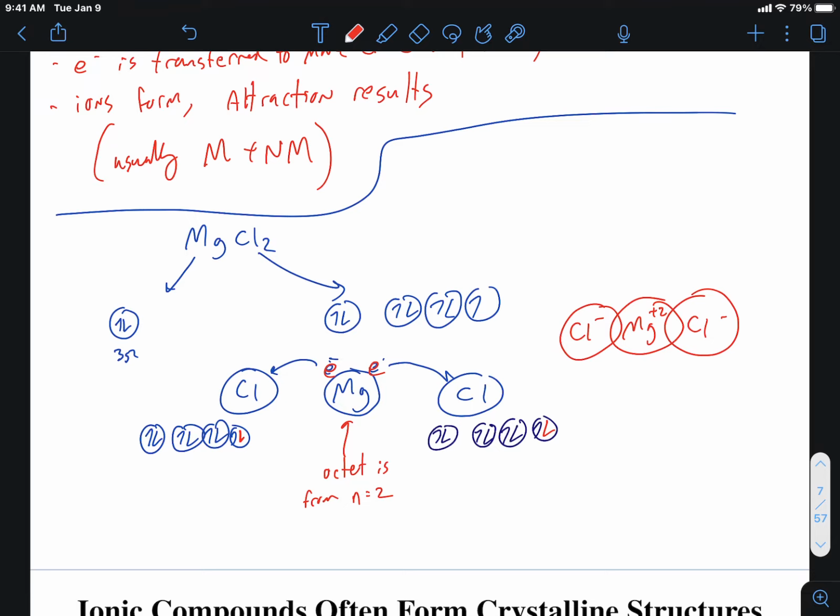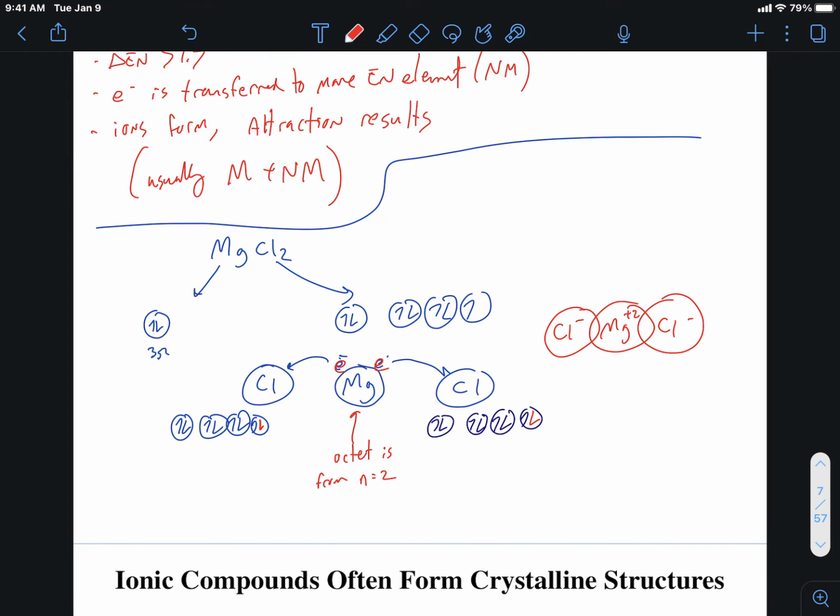So you see how, even though the number of ions, it's not always going to be 1-to-1. It's going to be whatever it needs to be so that everybody gets an octet. In this case, magnesium gave 2 electrons away, but it didn't give both electrons to the same atom. It gave 1 to the left and 1 to the right. But it still worked out because everybody has 8. Okay, so that's ionic bonding. The electron is transferred, and then you have ions that are sitting next to each other that attract.